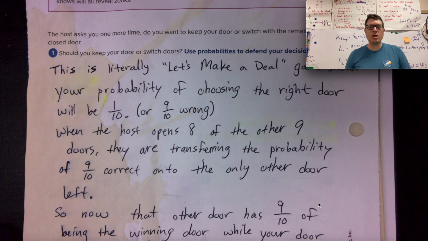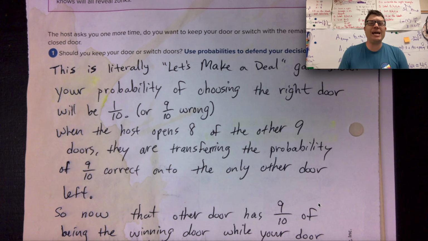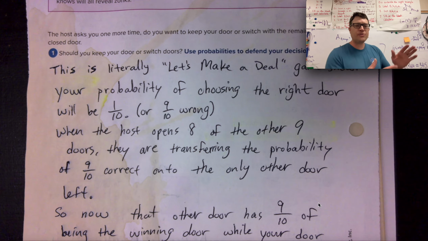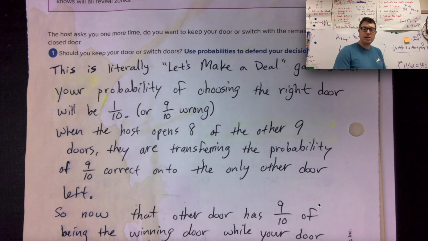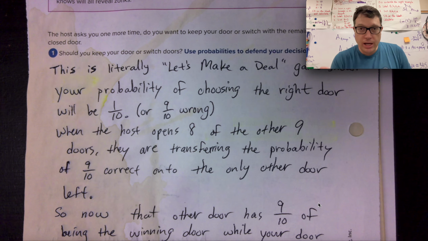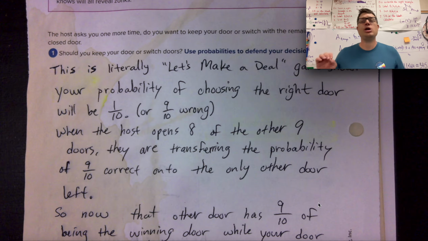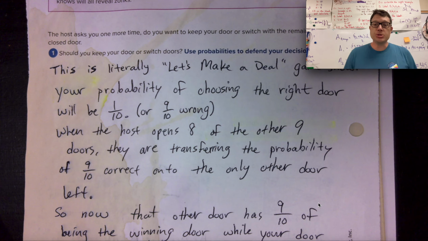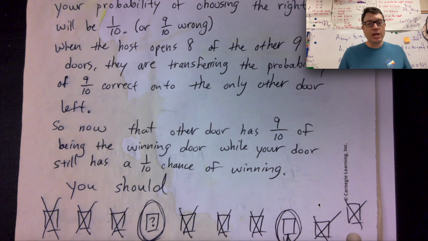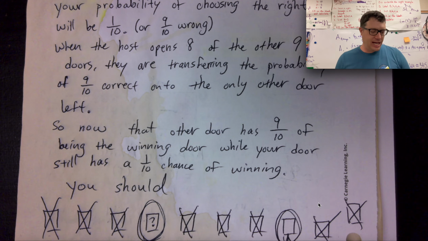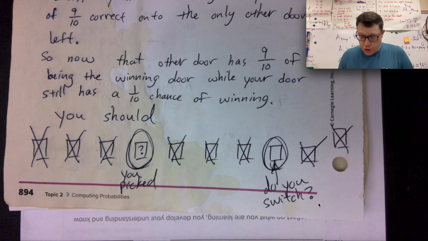Your probability of choosing the right door will be 1/10, which is 9/10 wrong. When the host opens 8 of the other 9 doors, they are transferring the probability of them being correct, because you got your 1 out of 10 being right, so then the remainder is theirs, onto the only other door that's left. So now the other door has a 9 out of 10 chance of being the winning door, while your door still only has a 1 out of 10 chance. In essence, you should switch.